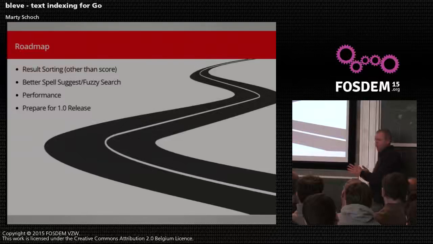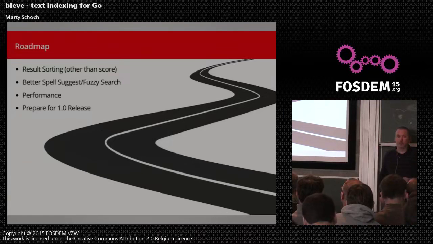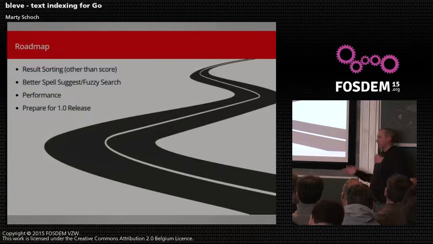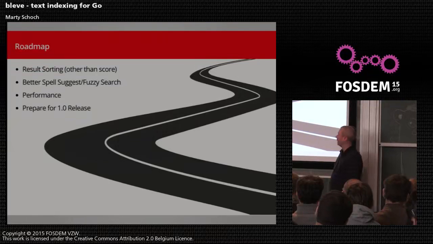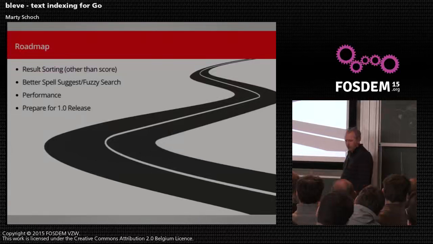A little bit of a roadmap right now. These are some features I would say are on our radar. Results sorting. Right now, everything you see is always sorted by the score, which is useful for a majority of cases, but not all cases. Better spelling suggestion and fuzzy search. This is an area where there's a lot of interesting ideas about finite state machines, finite state automata that you can use to essentially trade memory for really fast matching of text. And that's an area where we know there's a lot of cool stuff out there that we need to hook into.